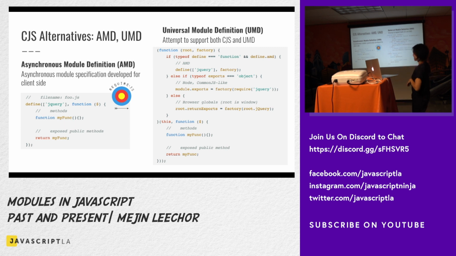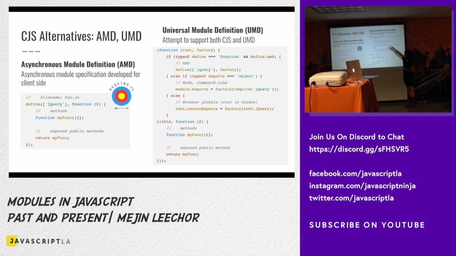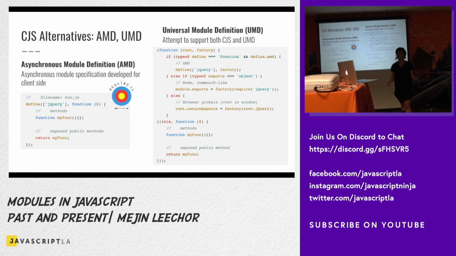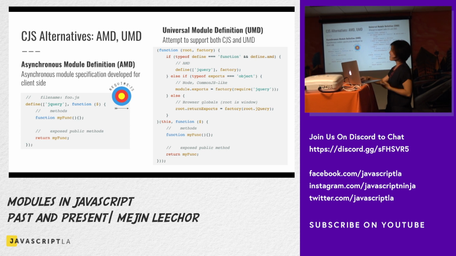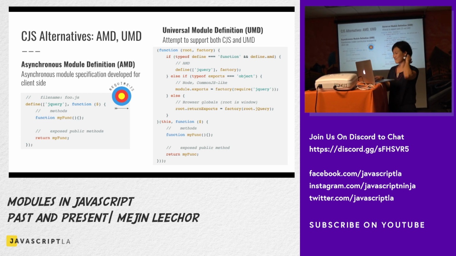And then UMD, the Universal Module Definition, which I read that a developer was joking that when you try to please everybody, no one leaves happy. So this was an attempt to support both the CJS spec and the AMD spec. And with this hulk of boilerplate, as you might imagine, it never really caught on. No one wants to do that. So rest in peace, UMD.